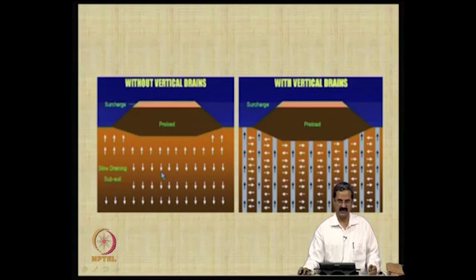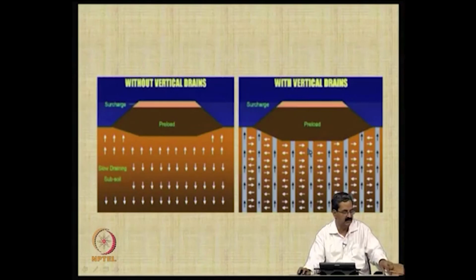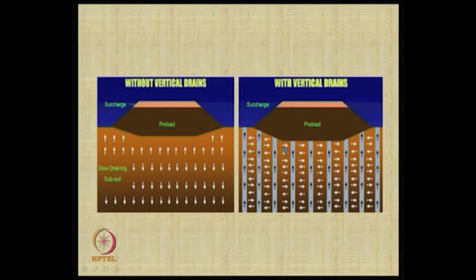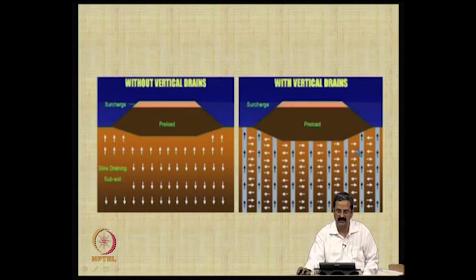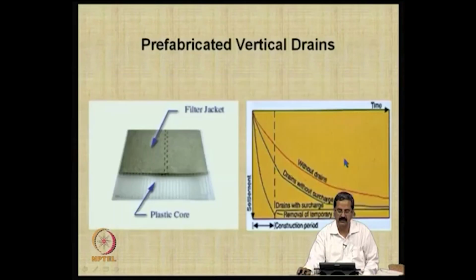So, what is the advantage? You can see here that you have a preload, the extra surcharge you are trying to place, and its consolidation is only vertical. In a slow draining subsoil, the consolidation is less, and that is a problem. But here, because of the provision of drains, if you have drains at proper spacing, you can see that consolidation occurs because of all the drains, so that is the reason why it is going to be very effective.